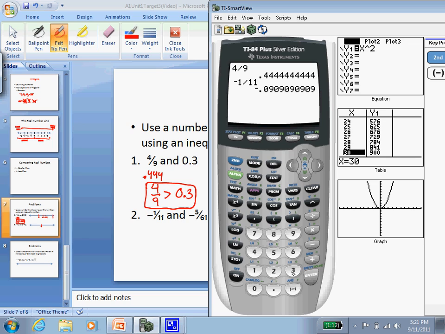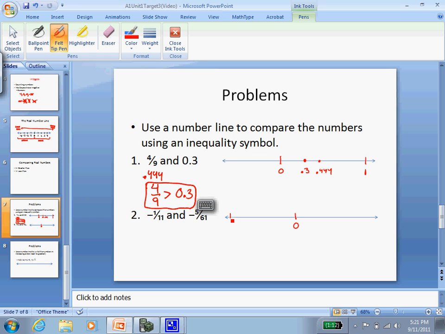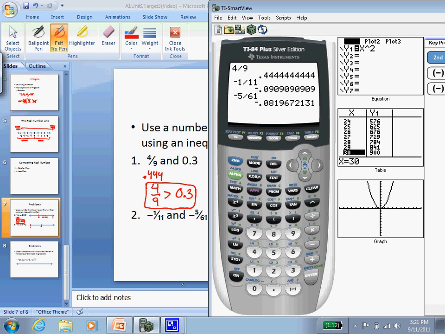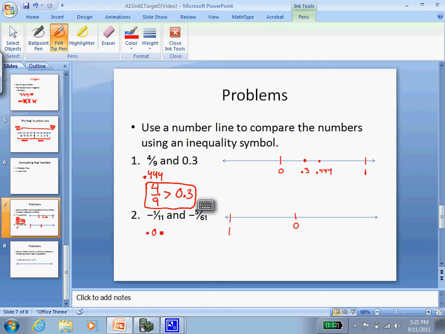And I'll do -5/61. So same thing, I do -5 divided by 61, the numerator divided by the denominator. And this one's -0.081. So again, we'll kind of stretch out our number line. So again, this is about 0.09. This is about 0.08. And they're both negative.